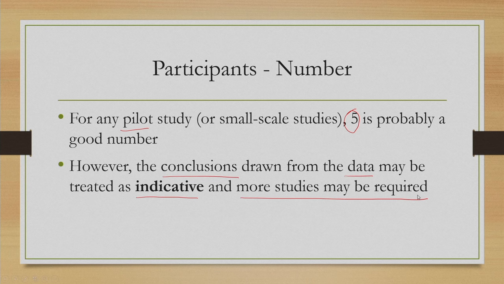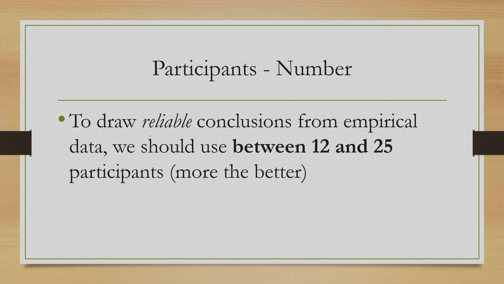So, ideally you should not conclude based on the data collected from 5 participants about the overall behavior of the users. Instead, at most what you can say is that what is revealed by the data is indicative of the behavior, and more studies may be carried out to come to a definite conclusion. To draw a reliable conclusion from empirical data, we should probably use between 12 and 25 participants, both inclusive. That means within this range of 12 at least and 25 at most. Although 12 is the lower limit, more is better.